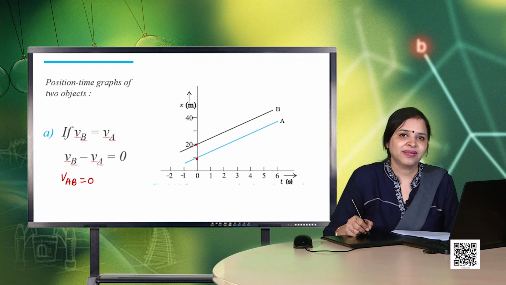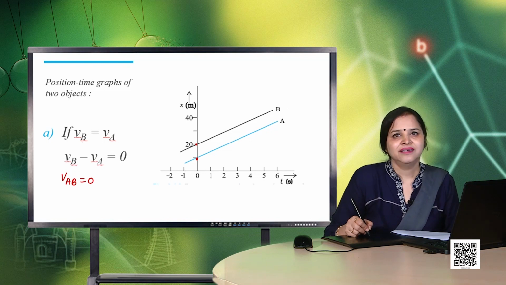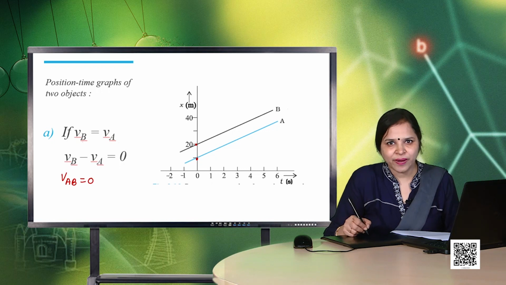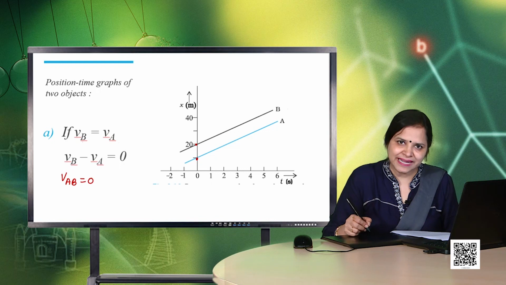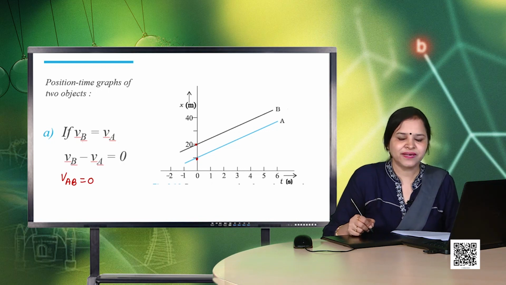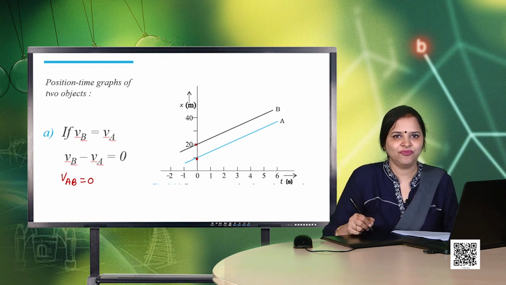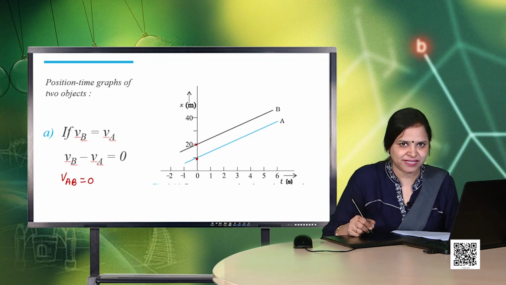Here, can we consider the situation that two buses or two cyclists are moving with the same velocity parallel to each other? Yes, we can plot the same graph for these particular situations.